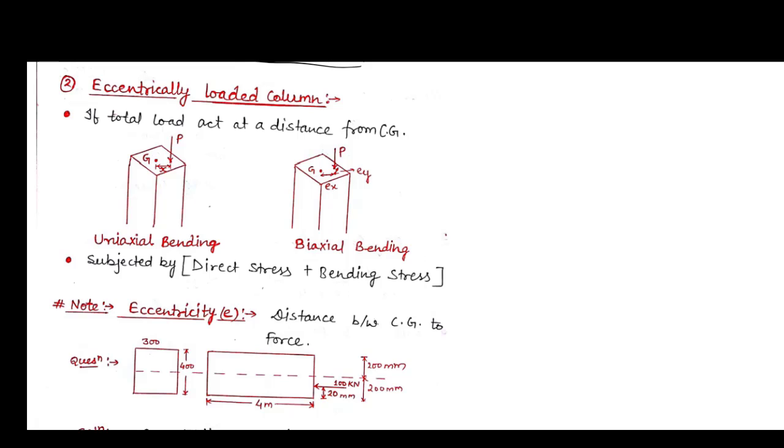Eccentrically means the total load acts at a distance from the CG, meaning it is not acting at the CG, it is acting at a distance away from the CG. It is denoted by X. Let us suppose it is acting at X distance from the CG. In this eccentrically loaded column there are two types of bending. First is uniaxial bending and second is biaxial bending. It is subjected to direct stress plus bending stress. So there are two types of stress acting on an eccentrically loaded column: first is direct, another one is bending stress.